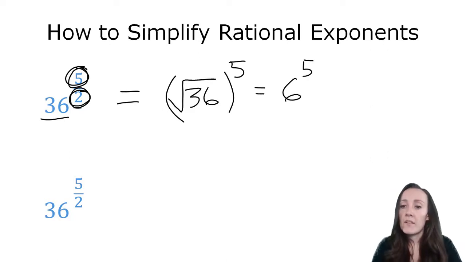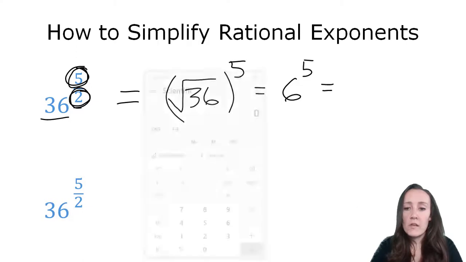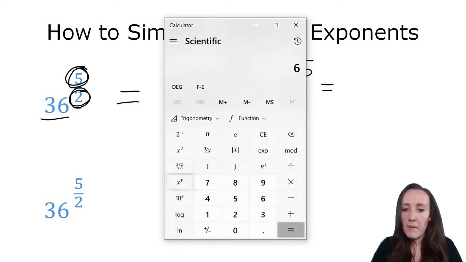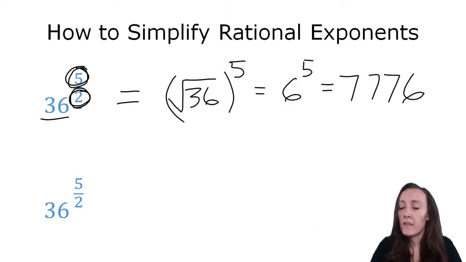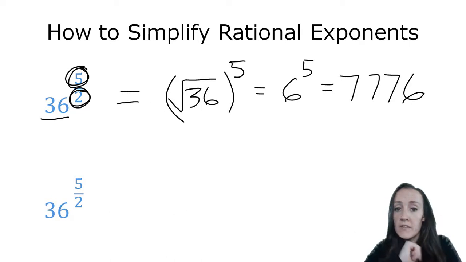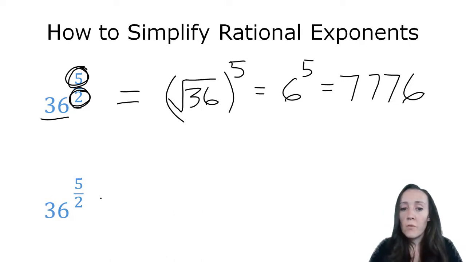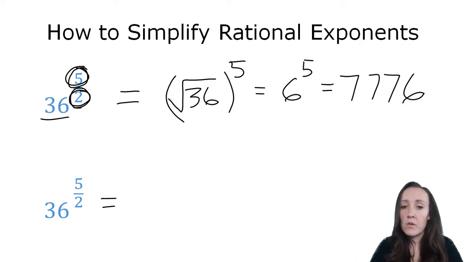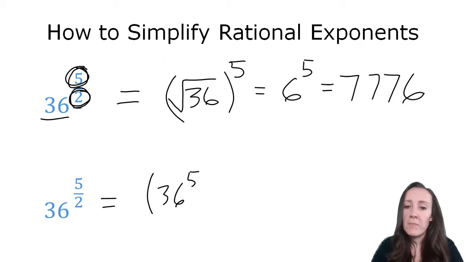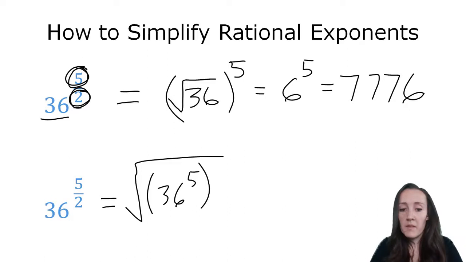And so I would have 6 to the 5th power, which equals, I can pull out my calculator, 6 to the 5th, which is 7,776. That's one way that you can solve it. You can also solve it the other way, where you do the exponent first and then the root. So you could simplify it to be 36 to the 5th power and then square root that. That's a possibility as well.